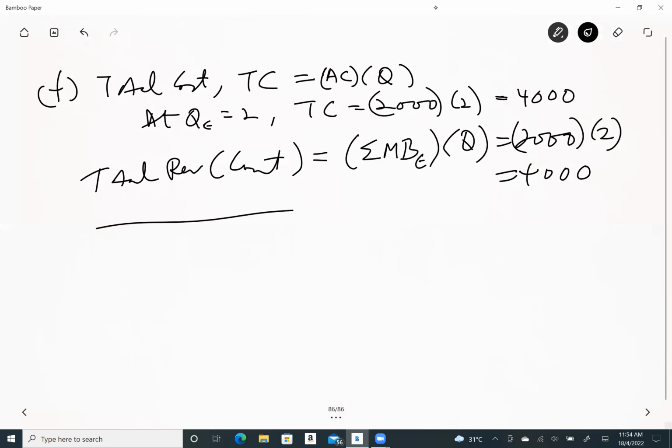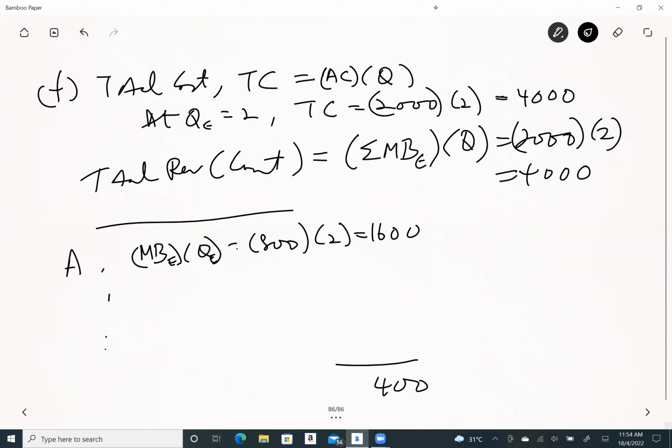Another way of doing it, if you want to get the total contribution for A, that will be equal to 800, his marginal benefit at equilibrium, multiplied by 2. So that will be equal to 800 times 2, which is 1,600. Right? So you add them up, you will also get 4,000. So either you use this one or this one, it doesn't matter, both are equivalent. Okay, so that is the Lindahl.